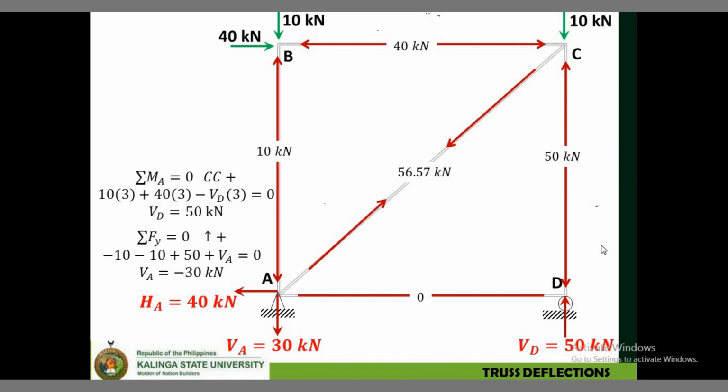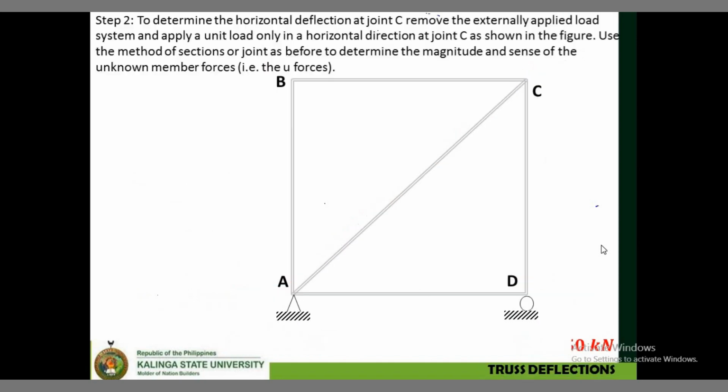Again, we are required to determine the horizontal deflection at point C. So, step 1 pa lang na ito eh. Again, ulitin natin. Ang step 1, isosolve natin yung mga reactions sa mga support, then determine the bar forces, either using method of sections or method of joints. Okay po? After step 1, we have now step 2.